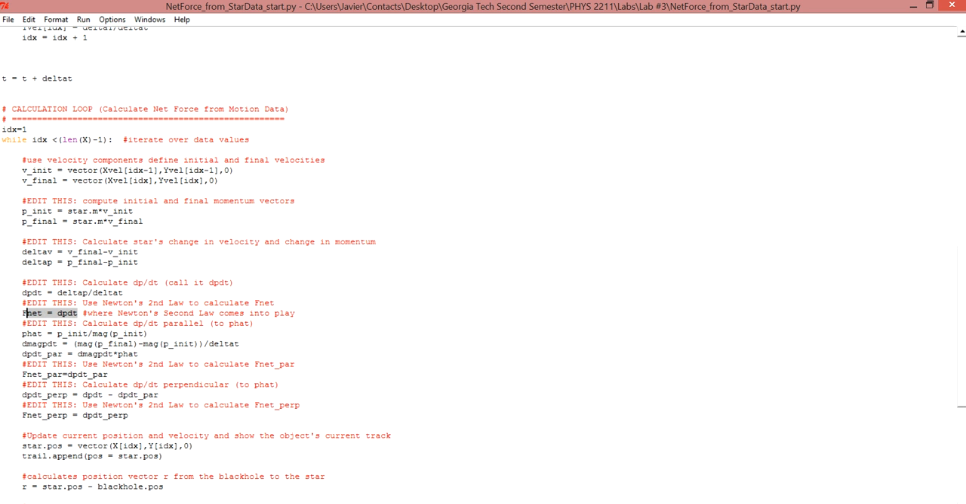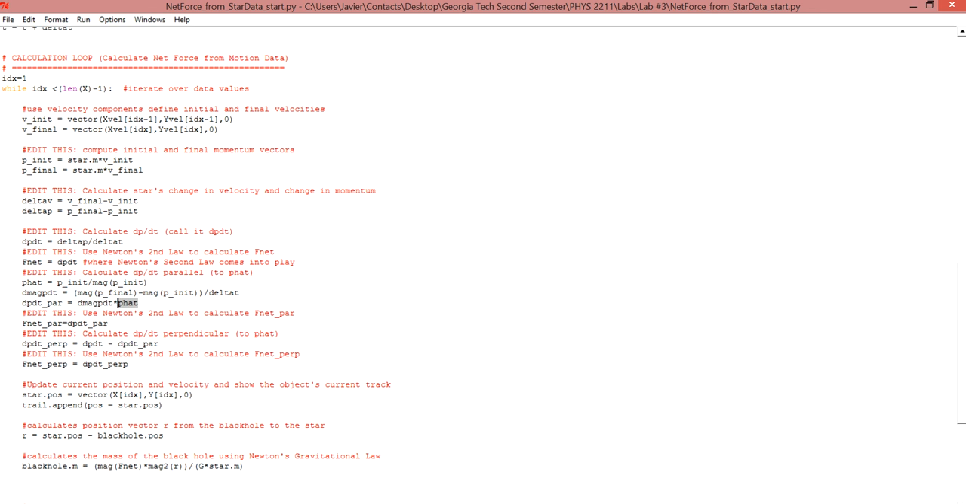Now that we have dp/dt, we can concentrate on finding the two components of dp/dt. First up, the parallel component. In order to find this, we can just use the magnitude of our final momentum minus the magnitude of our initial momentum divided by the delta t. This must then be multiplied by p hat, since we know that the parallel component of the force will always aim in the same or opposite direction to the momentum.